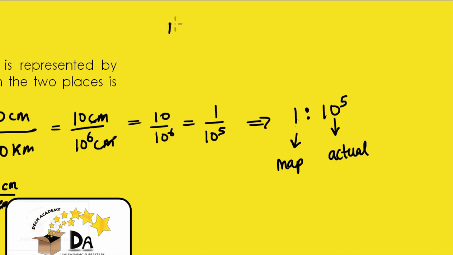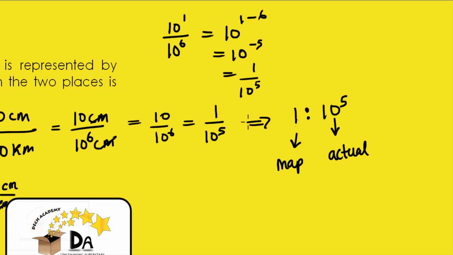Or you can say 10 is the same thing as 10 to the 1, divided by 10 to the 6, is the same thing as 10 to the 1 minus 6, which is the same thing as 10 to the minus 5, which is the same thing as 1 over 10 to the 5. So whichever way you prefer. But so this is our scale. So I can write it as 1 to 100,000. 10 to the 5 is 100,000. There are 5 zeros.